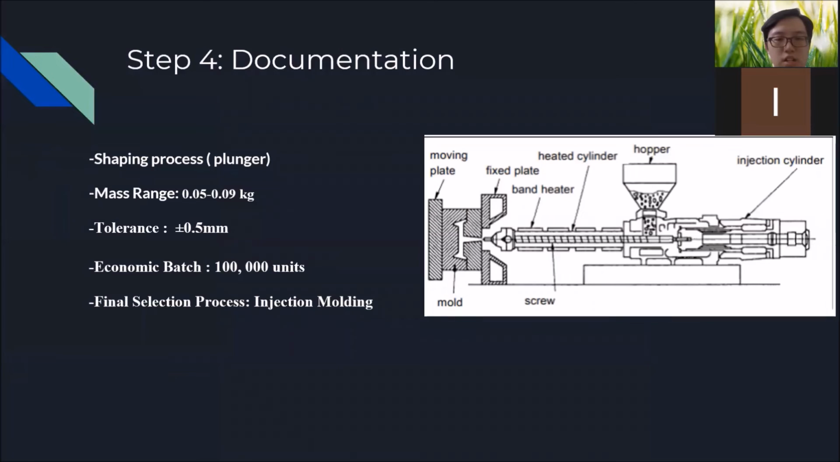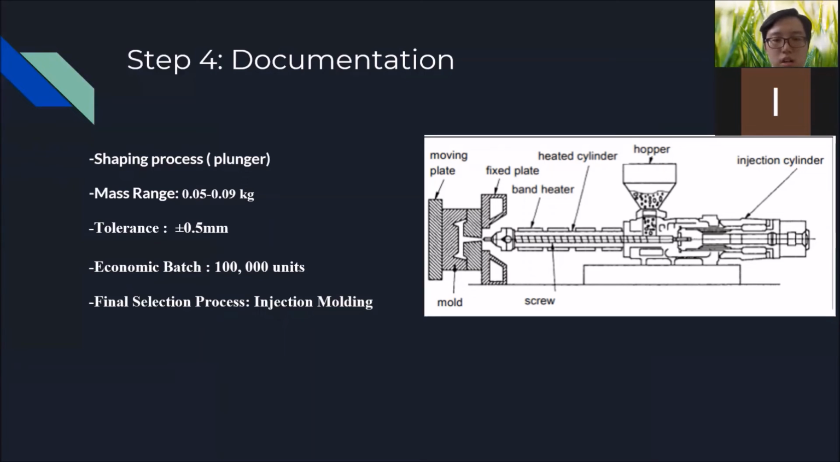After doing the translation, screening, and ranking from various processes, there is only one process suitable to manufacture the plunger, which is injection molding. This is because injection molding fulfills all constraints and objectives that were set: mass 0.05 to 0.09 kg, minimum section thickness 2 mm, tolerance 0.5 mm, economy batch size 100,000 units.